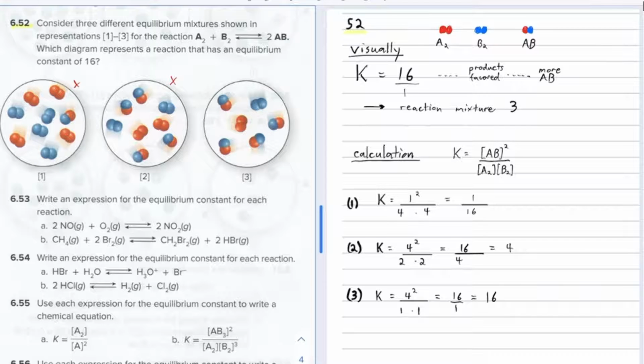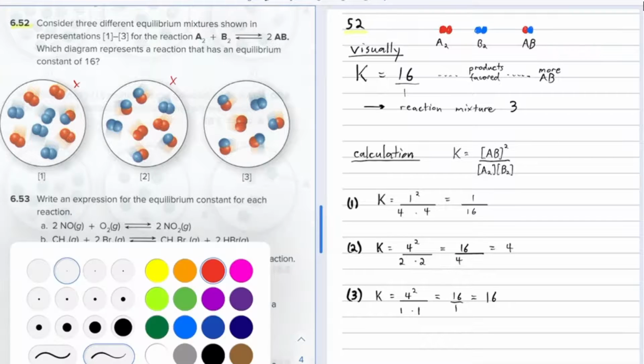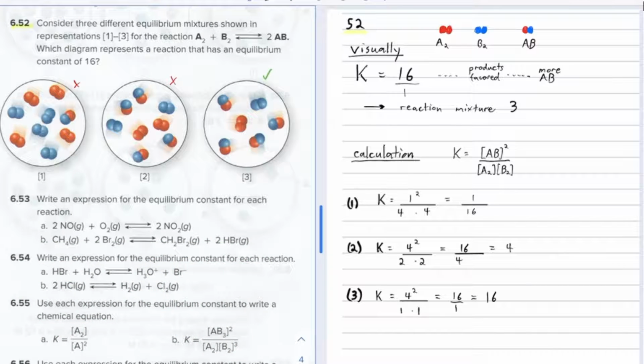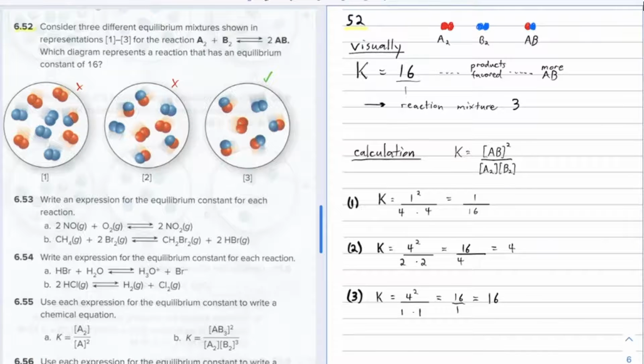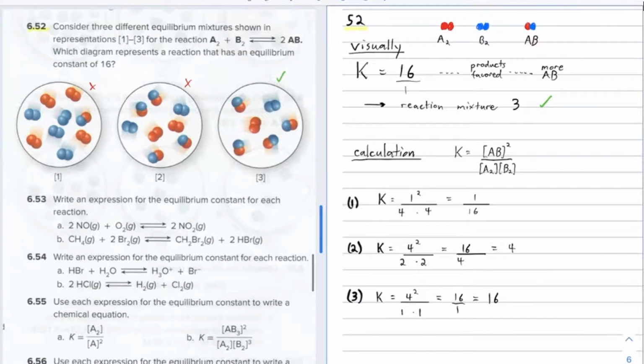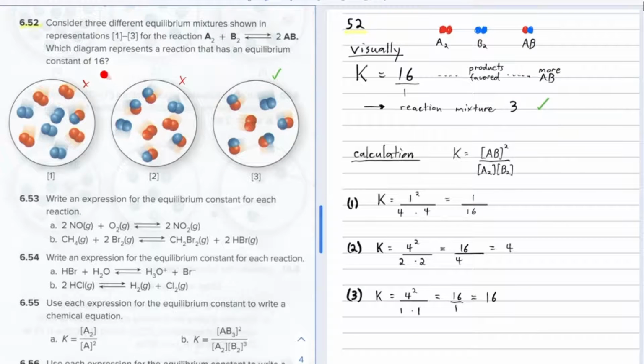Looking at the third one though, you got 1, 2, 3, 4 product molecules and 2 reactant molecules. So I'm going to put a check mark next to this one. So it's going to be reaction mixture 3 here. Check. Now, a perhaps better way to do it would be to calculate the equilibrium constant for all three mixtures and then see which one comes out to 16. And that would obviously be the one.